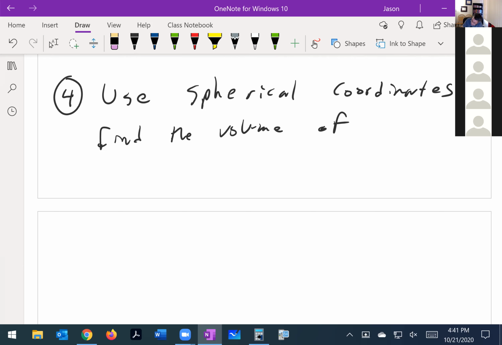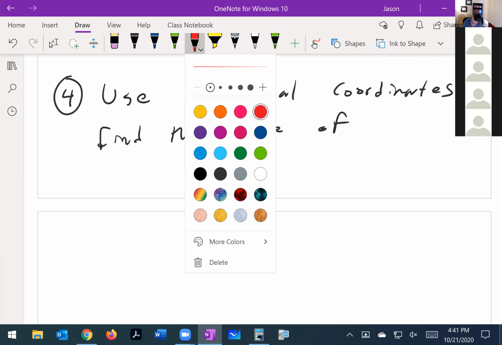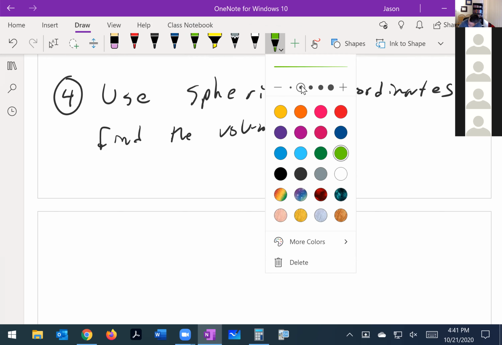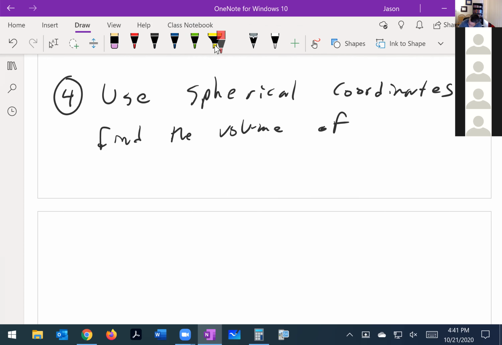Gosh, why is this so big? I need to reduce my pen size. Move that over. This, I'm going to change this to, oh, that's already like that. Okay, good. Let's change that to the other red.